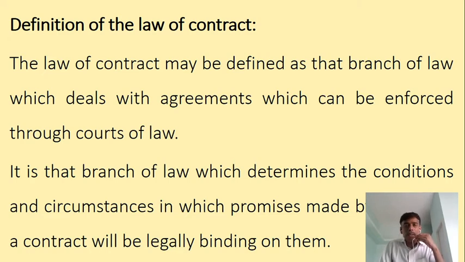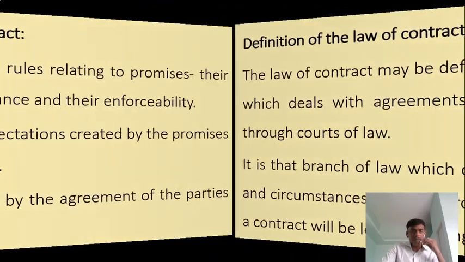Law of contract is a branch of civil law or general law which deals with all agreements which can be enforced through court of law. This is the meaning. General law of contract is the branch of civil law which deals with agreements which can be enforced through court of law. Therefore, law of contract is the branch of civil law which determines the conditions and circumstances in which promises made by the parties to a contract will be legally binding on them. See, this is the meaning.